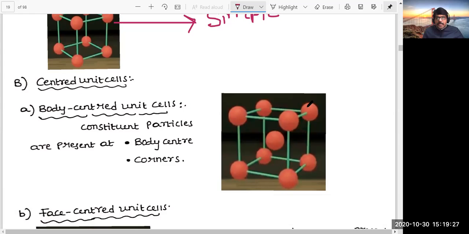It means the particles are present at all corners. You can see corner particles. Along with these corners, the particle is also present at the center of the body. All such unit cells are called which unit cells? Body centered unit cells. Here, only the body is giving the name. Corners are however occupied, no doubt about it. It may be a centered unit cell or a primitive unit cell; corners are occupied for sure. Here the name is only given, it's not memory based. Body centered unit cells: along with the corners, the body center is occupied.